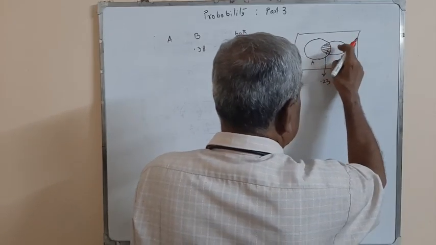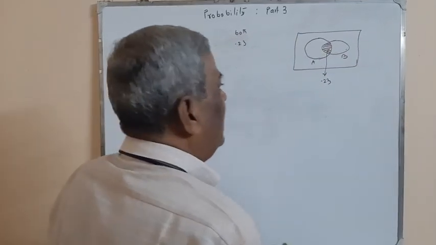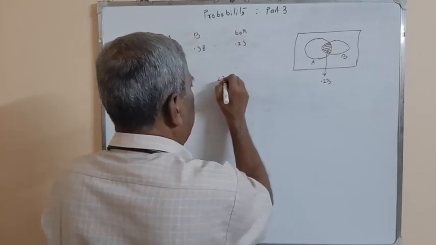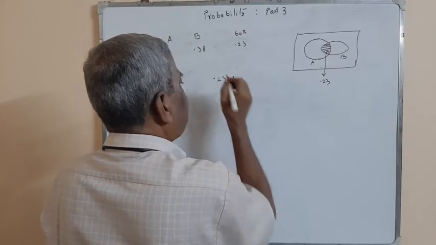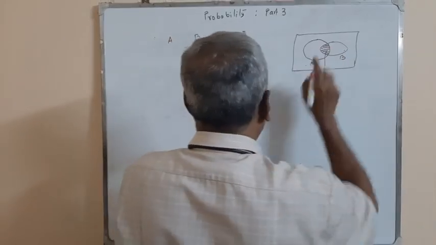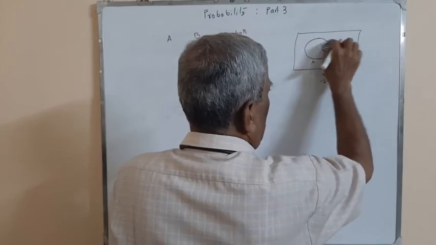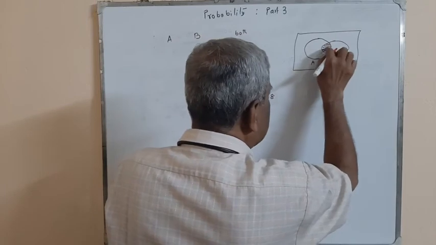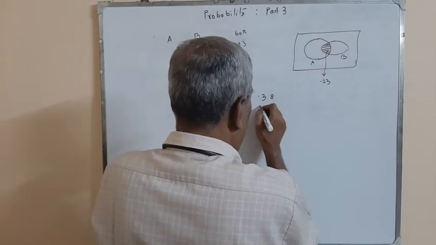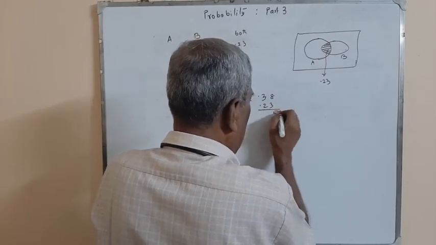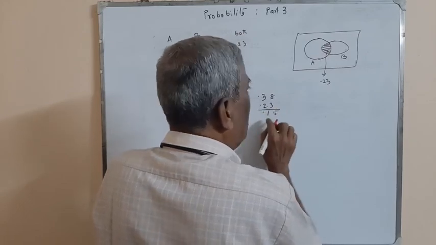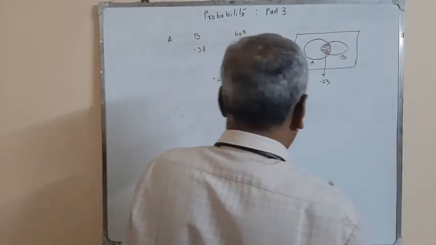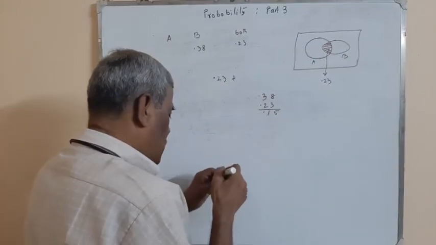They together, this and that, they together is probability of B. B means that whole thing is 0.38, minus that part, common part is 0.23, that is 0.15. This is the part where B can solve but A failed. So the required probability is 0.15.